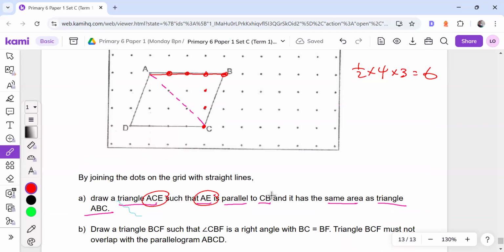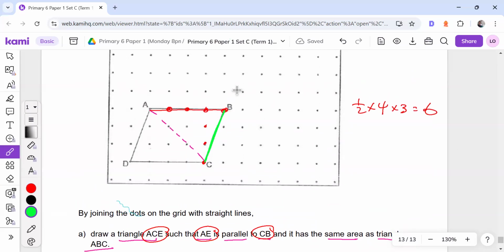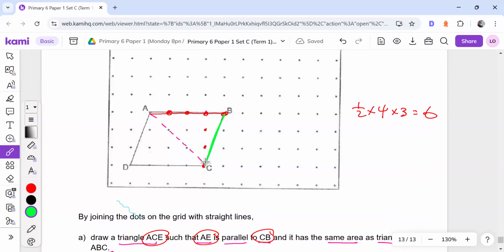AE is parallel to CB, so you have to draw AE. Your AE must be parallel to CB, and it's very simple. Those of you who struggle to draw this, find how long CB is. From here, go right 1, go up 1, 2, 3. So it's 1 by 3. Then from A, you do the same thing: go up 3, and go right 1. So it's also 1 by 3.